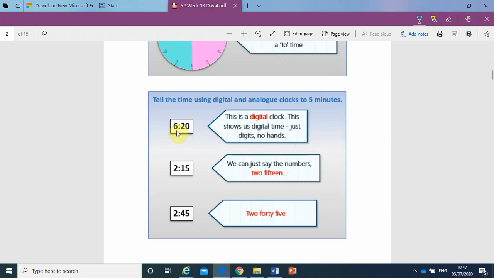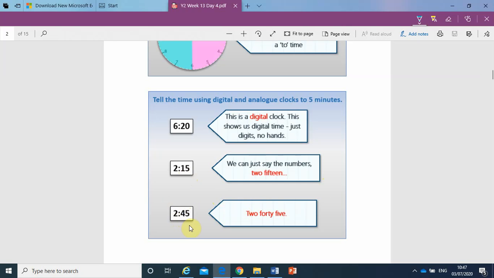This is a digital clock, 6:20. So we could say 6:20, or we could say 20 past 6, 20 minutes past 6 o'clock. There's no hands, there's no minute hand or hour hand. We can say the two numbers, 2:15, or we could say quarter to 3. But from our example here, we know quarter to 3 is the same as, you've got it, 2:45.